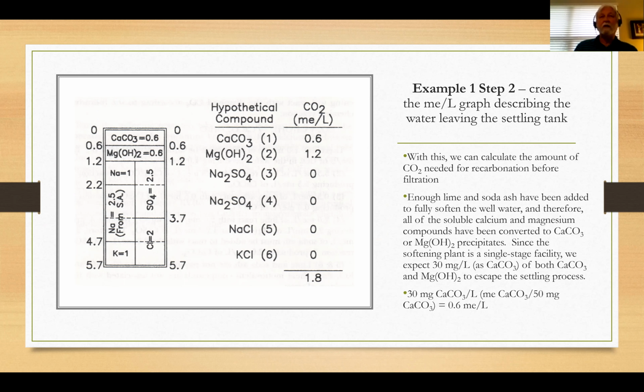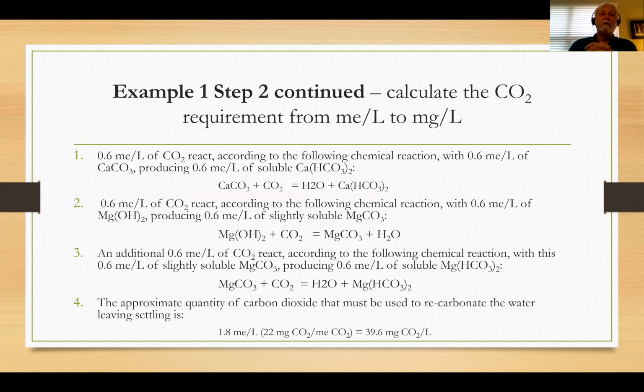That's not far enough. So I need to add another 0.6 milliequivalent per liter of CO2 to take the magnesium hydroxide to magnesium carbonate to magnesium bicarbonate. So I need 2 milliequivalents for every 1 milliequivalent of magnesium hydroxide. The first CO2 takes it to carbonate, the second one to bicarbonate. Okay, next slide, please. So now we can go to our filters without precipitating all over them.